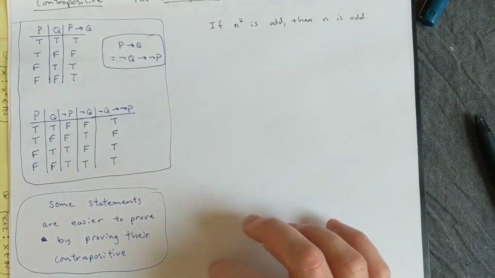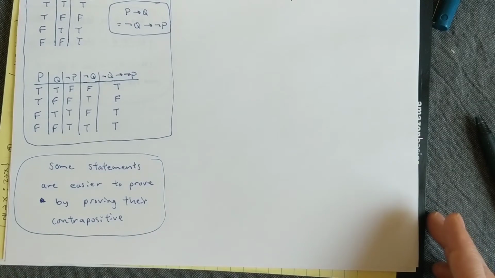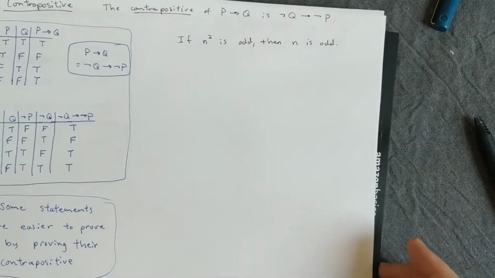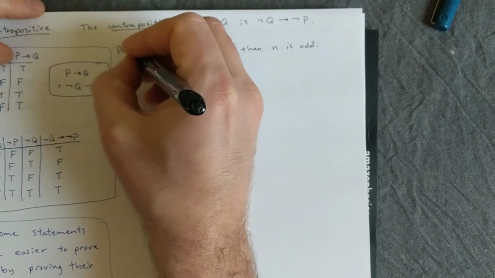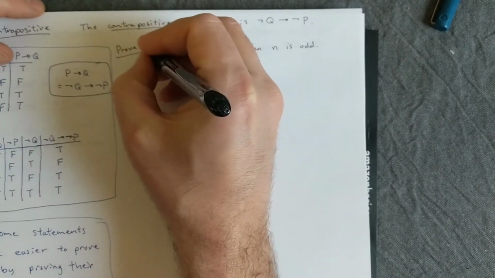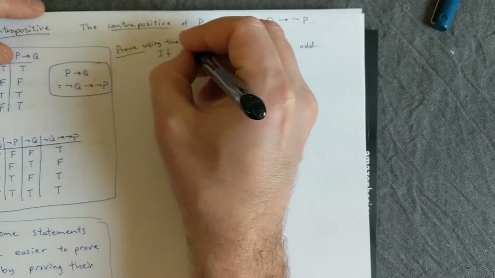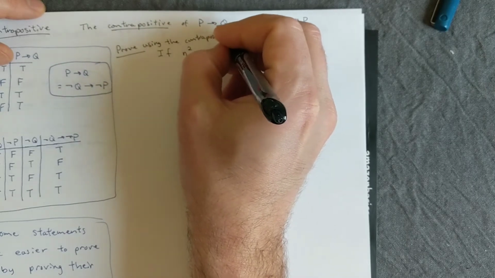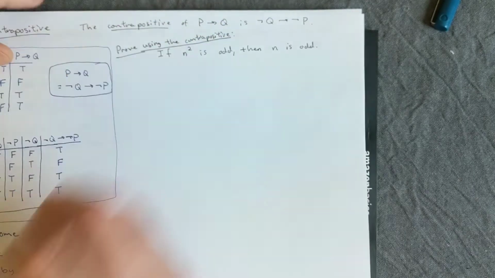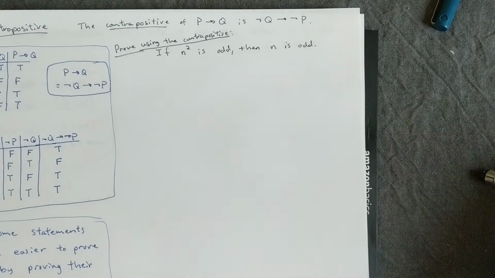And the upshot, the reason we're doing this at all, is that some statements are easier to prove by proving their contrapositive. And here we have one of those statements. So all of these will say prove using the contrapositive. So maybe I'll write that. Okay, so let's look at our statement. This is if n squared is odd, then n is odd.